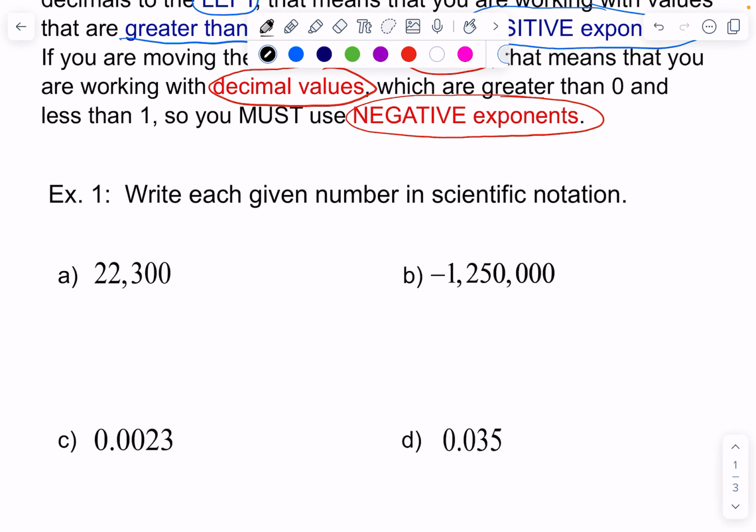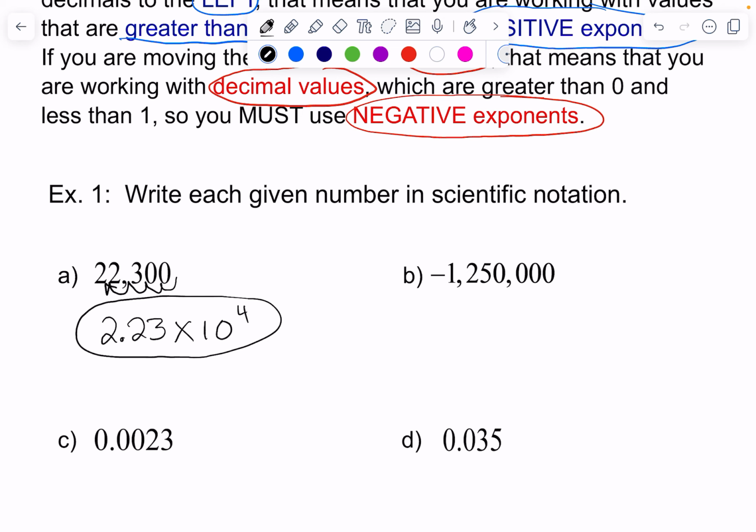I've got 22,300. The absolute value of that is larger than 1, so I'm going to use positive exponents. I'm going to move my decimal to create a value between 1 and 10. I'm going to move 1, 2, 3, 4 to the left. So I've got 2.23 times 10 to the 4th power.